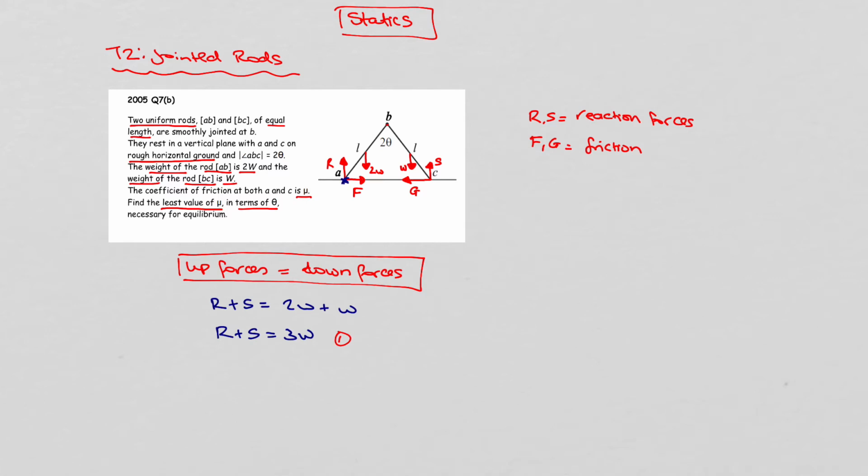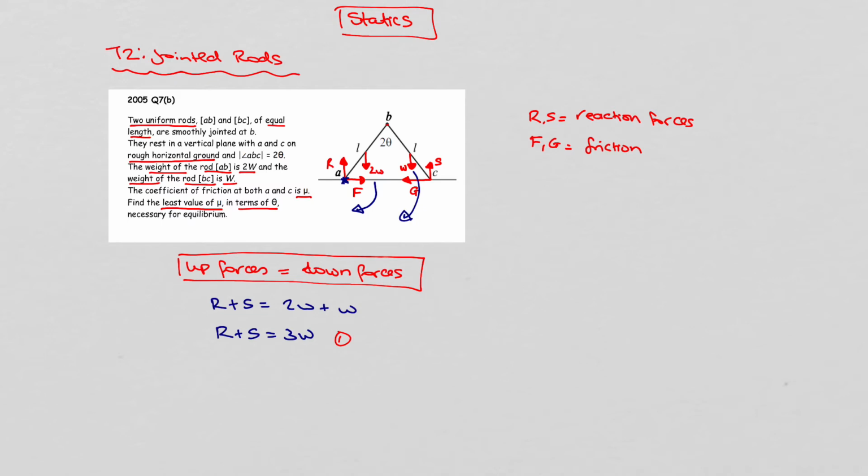So I need to look at what forces will make the system go clockwise and what forces will make the system go anti-clockwise. If I'm looking at the reaction force R and the frictional force F, because they are at the fulcrum A, their perpendicular distance is 0, and therefore they will have no turning effect on the system. If I look at 2W, that's going to pull the system in a downward direction, and therefore that will make it go in a clockwise direction. Same with the W. If I was to pull on that system, it would make it come down and therefore go in a clockwise moment.